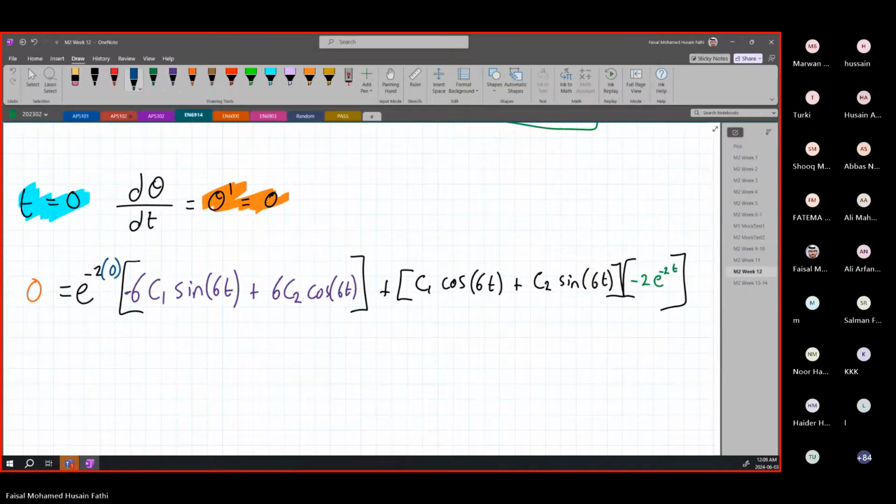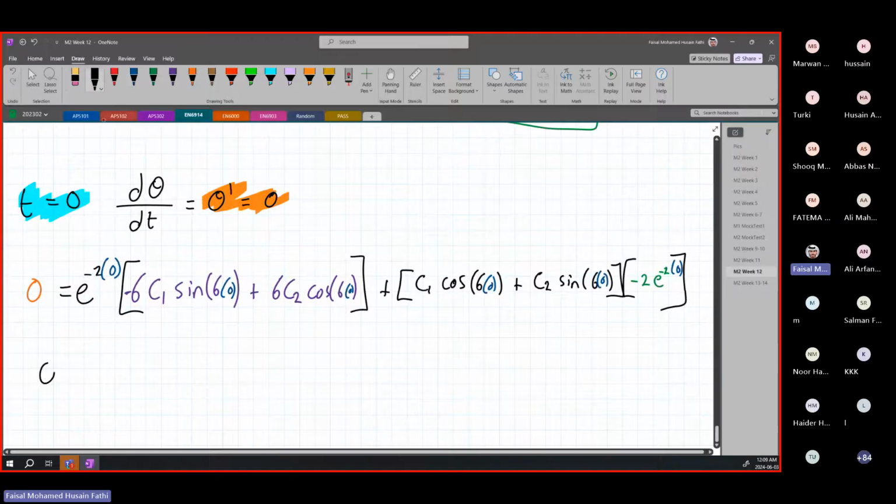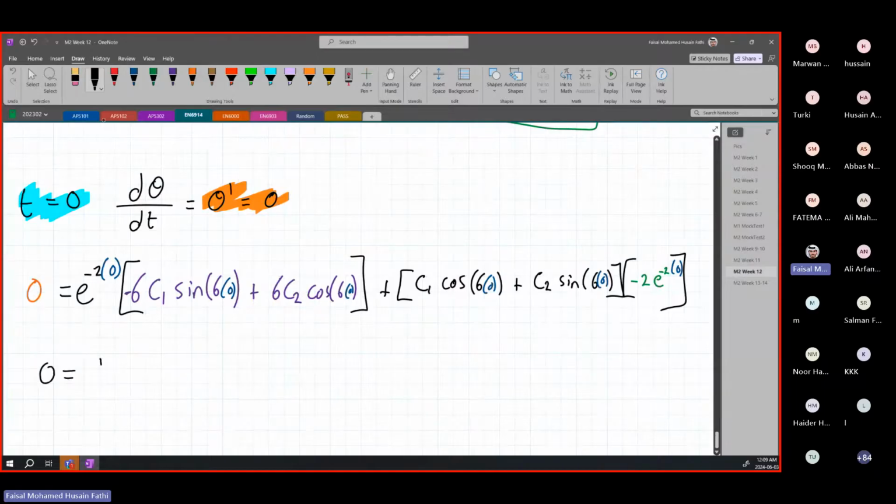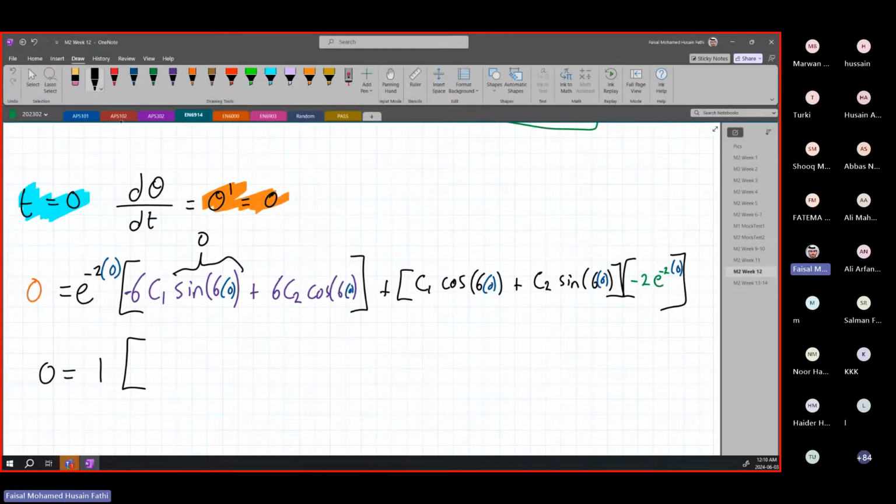So this is 0. Here as well, we're going to be removing t. We're going to be removing t, and we're going to be putting 0 and 0. And then we're removing t here. We're going to be putting 0 and 0. And we're going to be removing t at the very end. And we're also going to be putting 0. Okay, and now step by step. So we have 0 is equal to e to the power of 0 is 1. Minus 6 C1 sine of 0. So we have sine of 0 here. This is 0. Just a reminder, sine of 0 is basically 0.